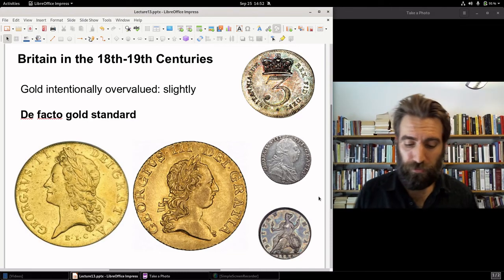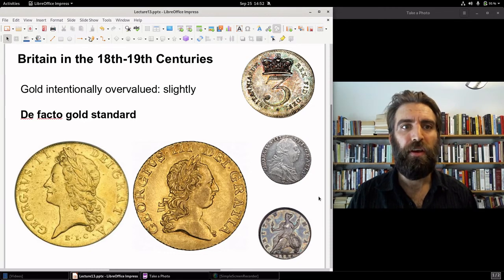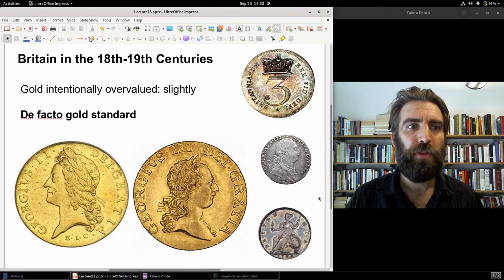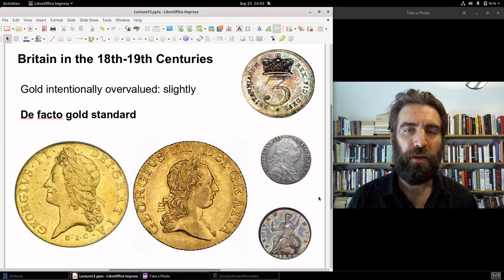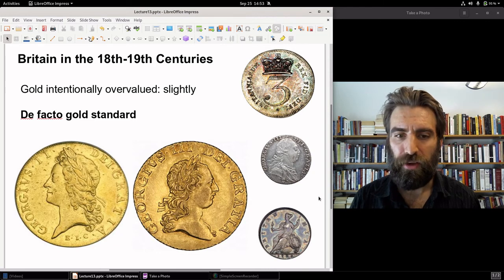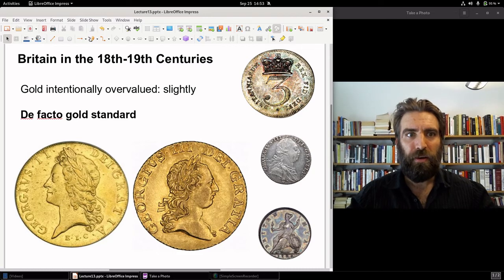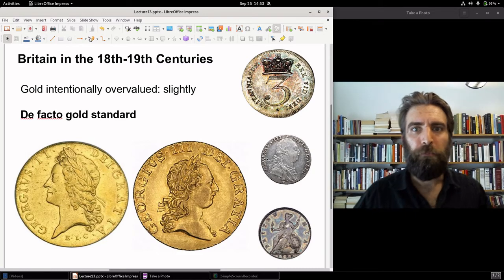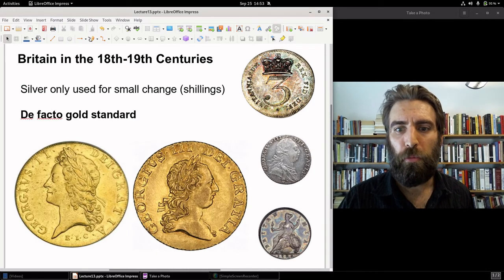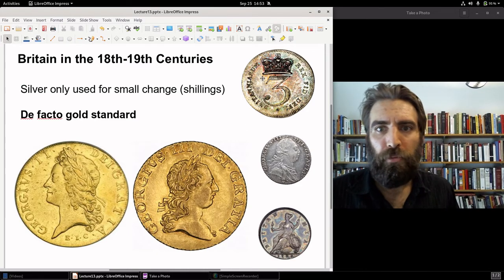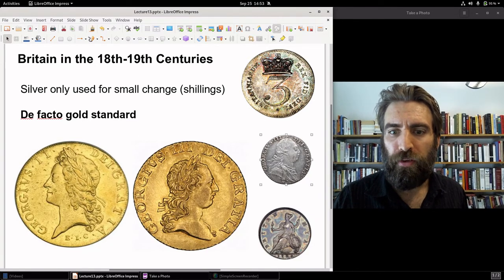So there are all sorts of problems involved in this, and eventually Britain supposedly solved the issue by intentionally overvaluing gold. This was in the early 18th century, intentionally overvalued gold, but just slightly, and reserved silver for small change. So in England, it was mostly a gold currency with silver as small change.